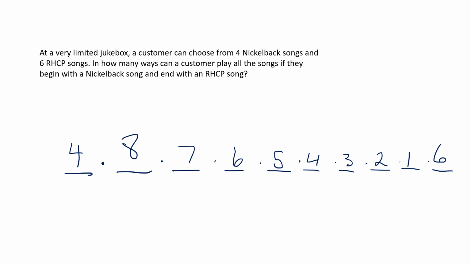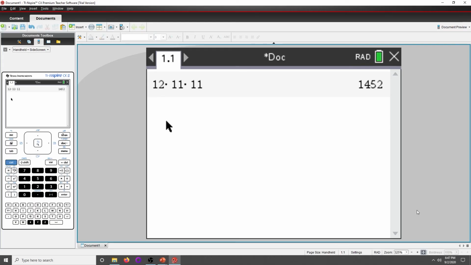But because they've added these stipulations, it changes the problem drastically. So the answer to this one is 4 times 8 factorial, which is that 8 times 7 times all the way down to 1, times 6. And it's a lot. It's a whole bunch. And that's why you need a calculator.